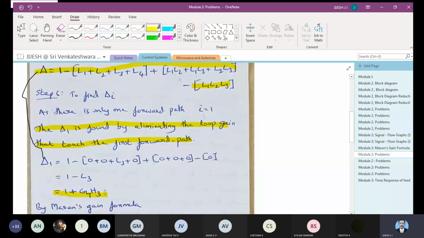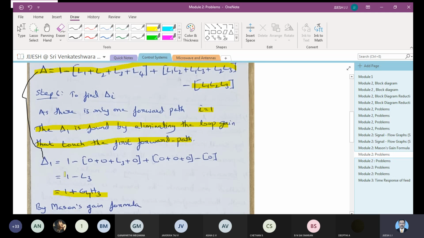Okay, it's very simple. So you should take the forward path. Here it is only one forward path, so I is equal to 1. We will see that when two forward paths are there, delta 1 will also be there, which you do with the first forward path, and delta 2 will be there, which you do with the second forward path. If 3 is there, delta 3 you have to do with the third forward path.